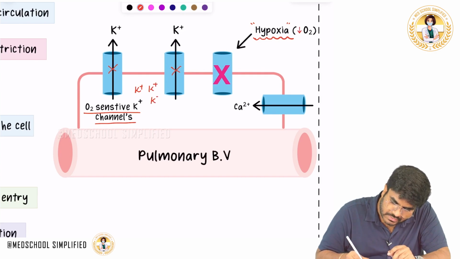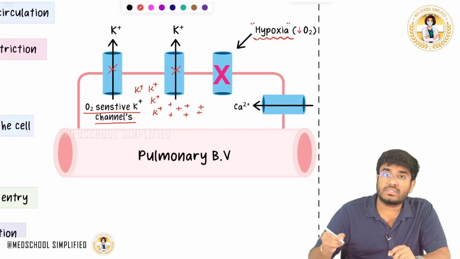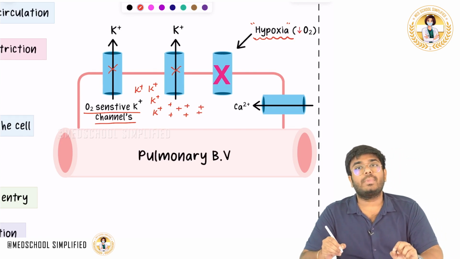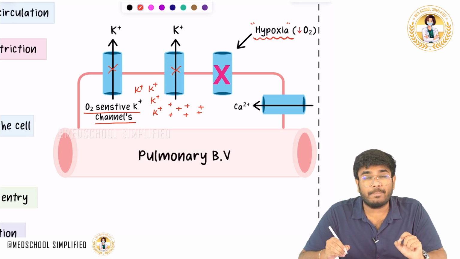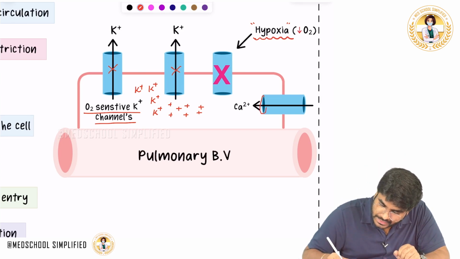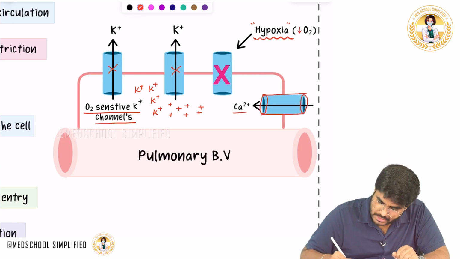Potassium, the positive charge, will start to accumulate inside the cell. When the positive charges are accumulating inside the cell, what happens? The cell will undergo depolarization. When the cell membrane is undergoing depolarization, immediately the cell is going to open the calcium channels. So upon depolarization, which channels open? Calcium channels. So who is coming into the cell? Calcium is coming into the cell.